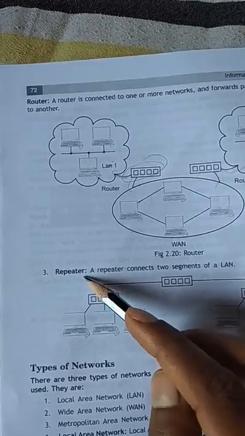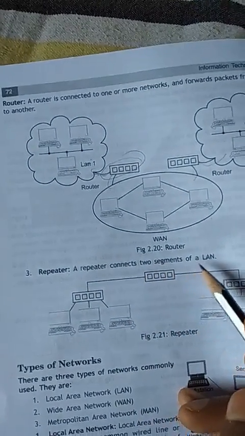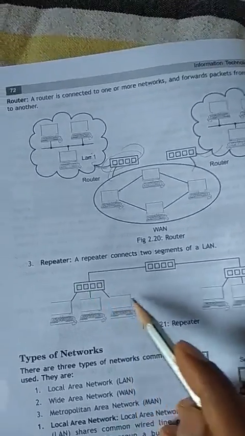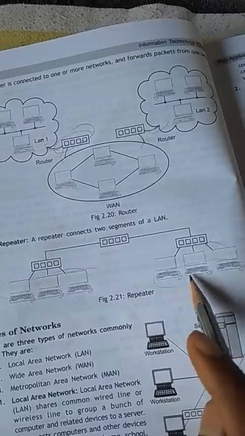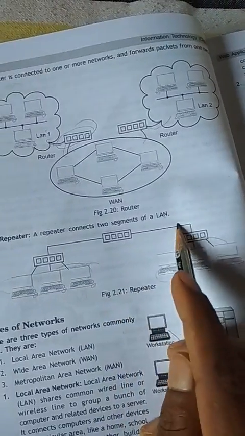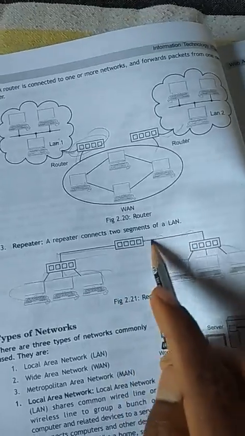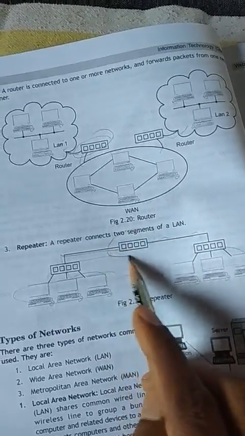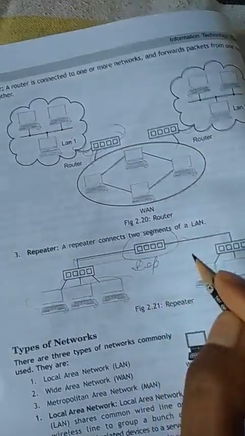And the fourth is repeater. What is a repeater? A repeater connects two segments of a LAN. This is a LAN. A repeater can connect two segments of a LAN, and here you can see that with the help of a router, two LANs are connected with a repeater. It is called a repeater.